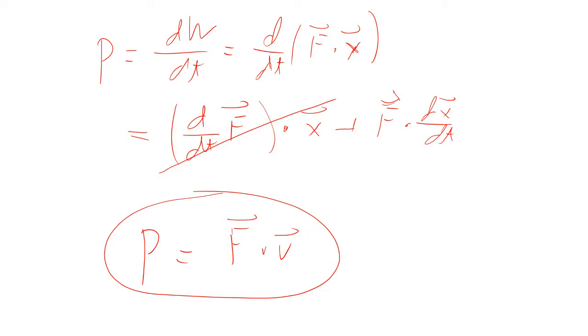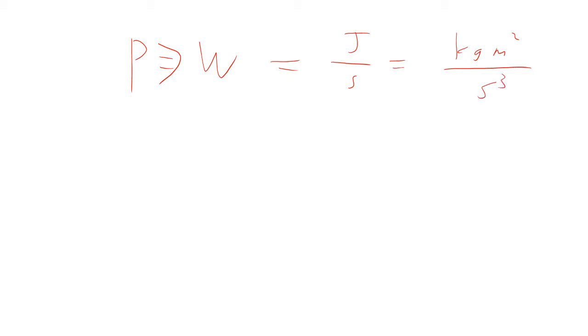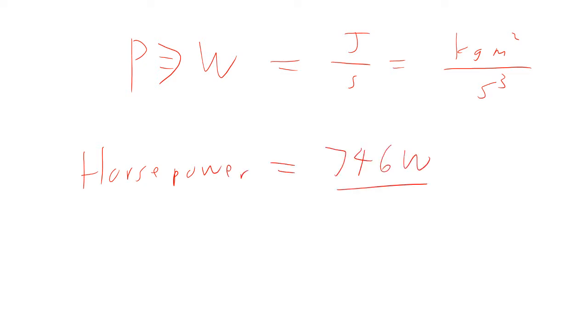Okay, and so now we'll just do a few examples of this. We said that power is measured in watts. We said a watt is a joule per second. We said that means that a watt is a kilogram meter squared per second cubed. Well, there's another unit of power I want to mention, and that is that for historical reasons, we use something called a horsepower. Horsepower is defined to be 746 watts.